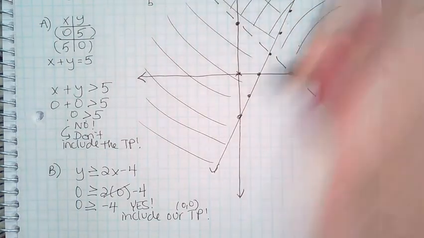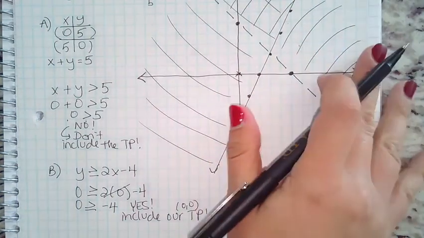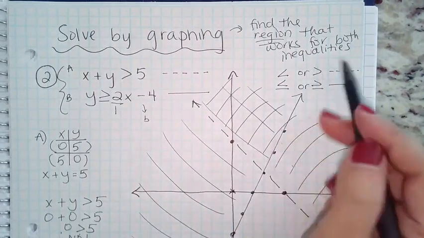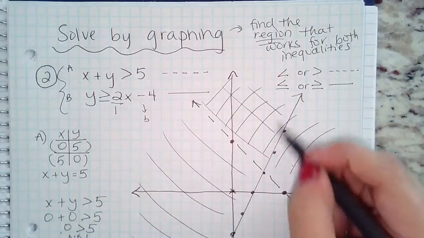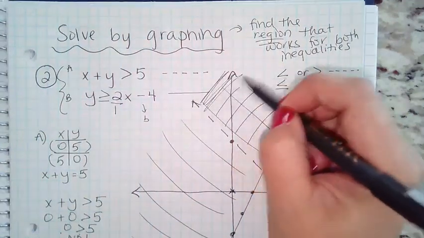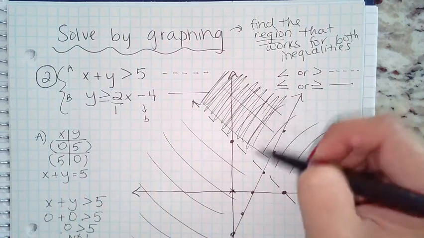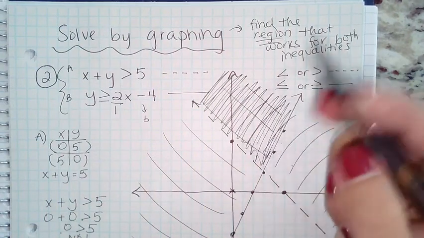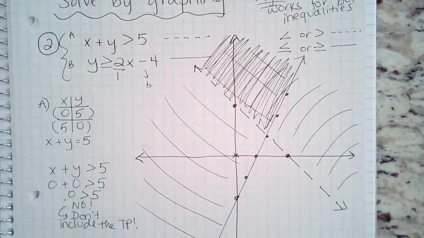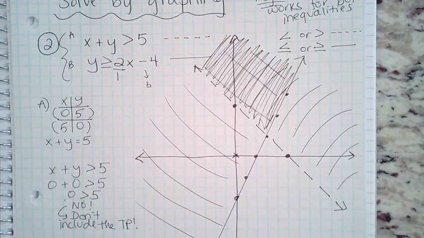Okay. But remember, our goal is to find the region that works for both inequalities. That's going to be the region that's shaded by both. So that's this region right in here. You can do that with a highlighter. You can do it with a pencil. I chose to use a pen today, maybe not my best choice.